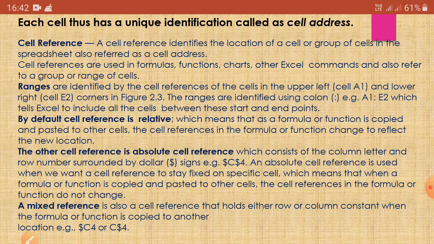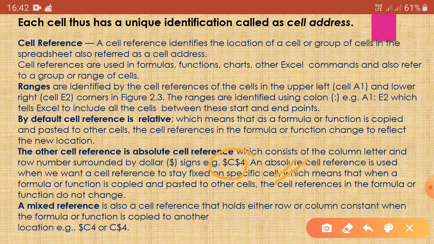But the difference between absolute cell reference and mixed cell reference is that if we write the cell address using $ sign for both column letter and row number, then it is known as the absolute cell referencing. So an absolute cell reference is used when we want a cell reference to stay fixed on a specific cell, which means that when a formula or function is copied and pasted to other cells, the cell references in the formula or functions do not change.